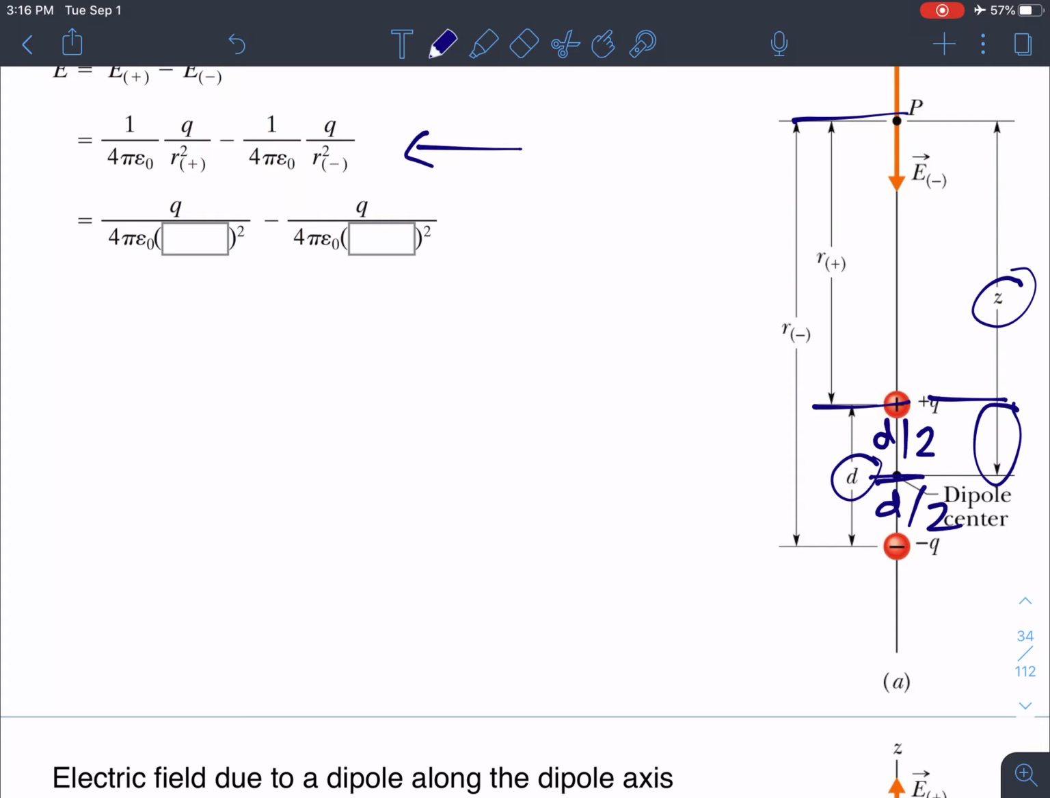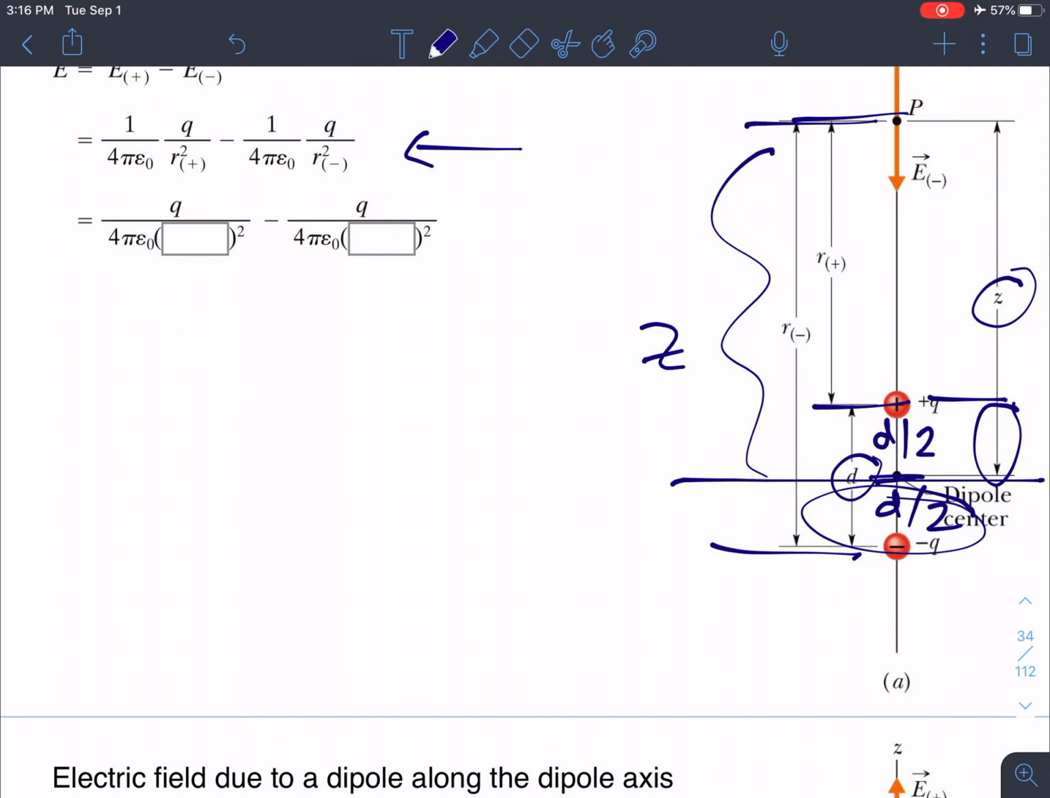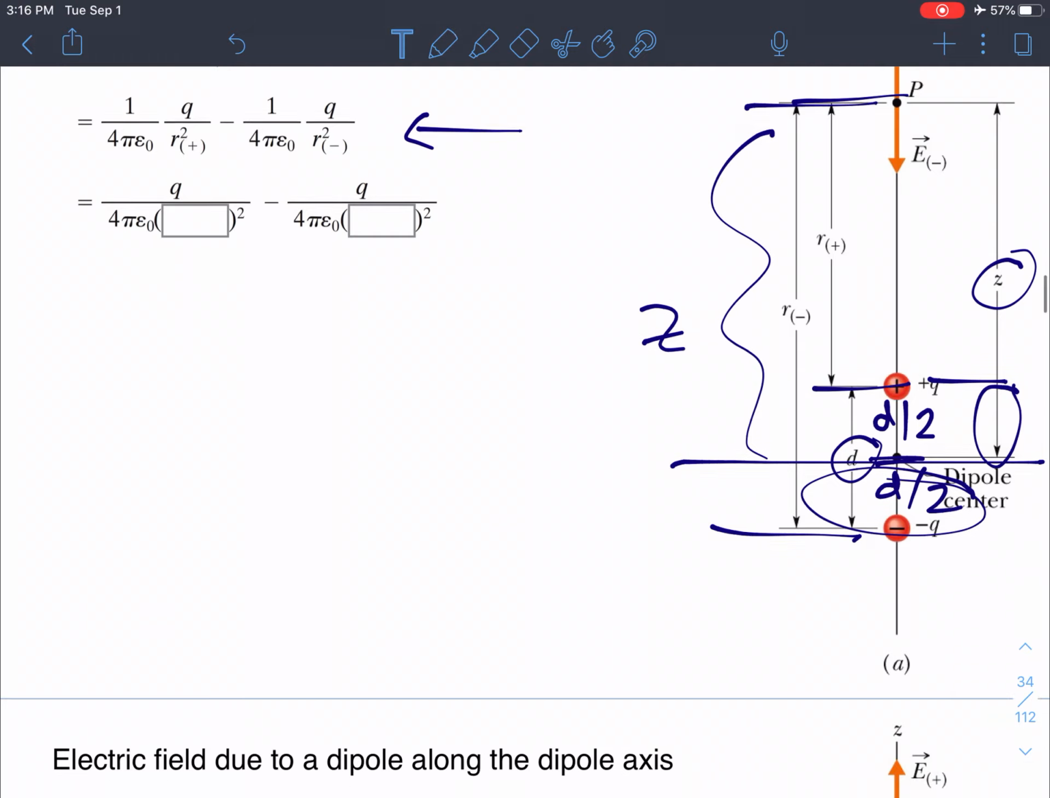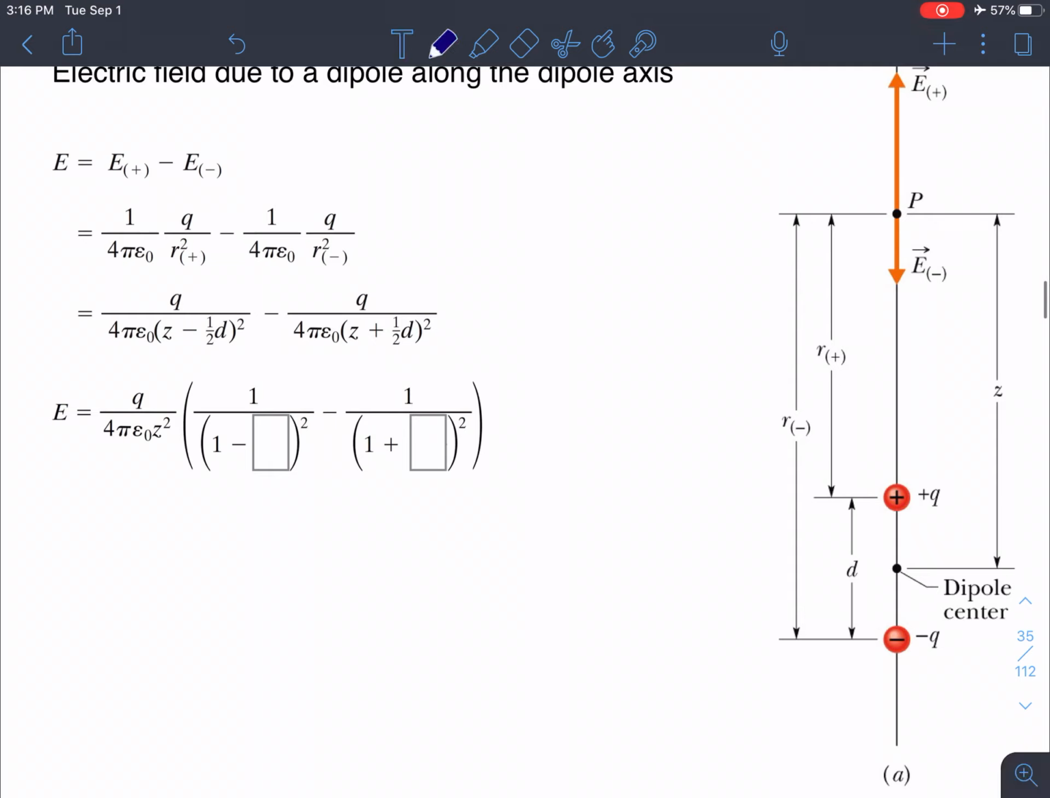Same thing for r minus. You need to write this whole thing from here all the way down there. So up to here you have z, and what is this much? That is half d. You're going to add them up. So one is plus, the other is minus. Again, you can see them here now.